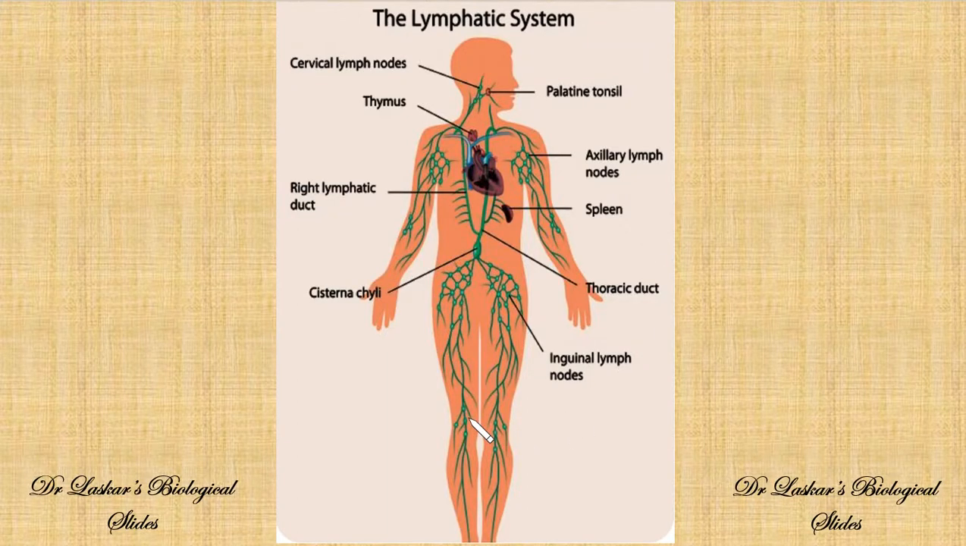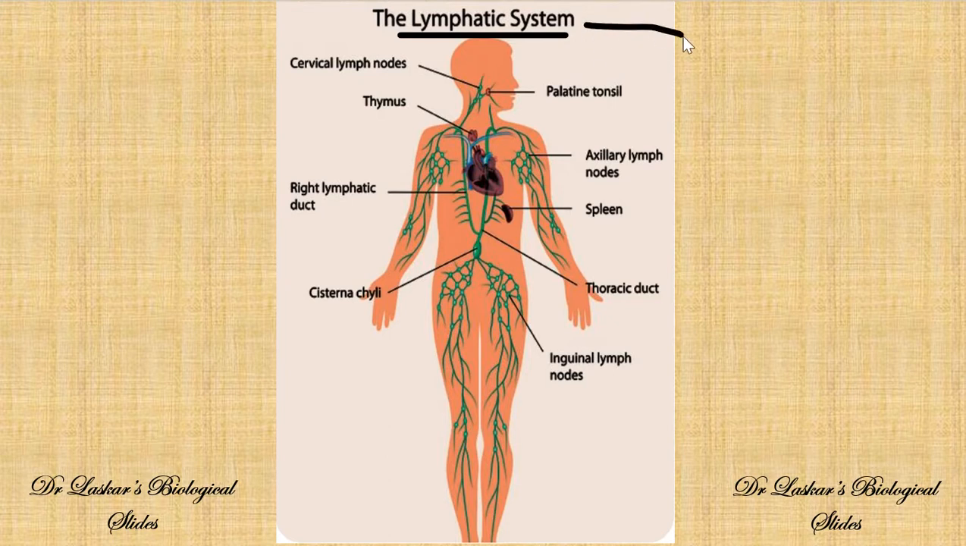Hello students, in this video we will learn about the lymphatic system, another important physiological system of the human body. This lymphatic system, here it is written at the top, mainly consists of, or it is a system of, lymphatic vessels.